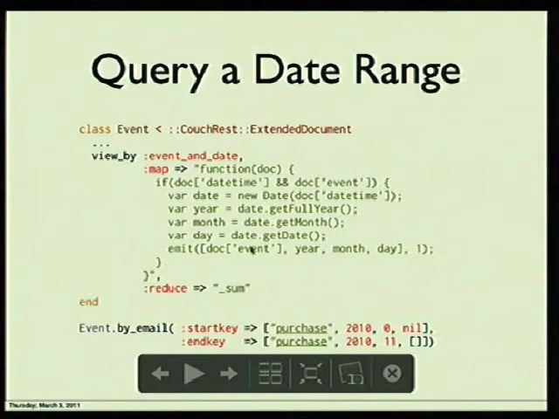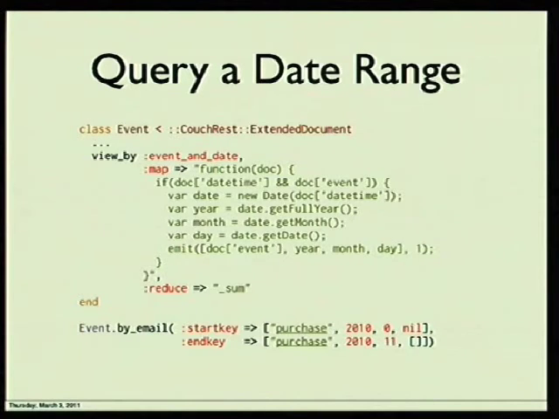We've pulled out the year, the month, and the day. And then the important part is, for our key, we're actually emitting an array where we have the event name, the year, the month, and the day, and that allows us to query ranges. So this query down here says find all the purchases starting in 2010, and then up through the end of 2010. So we'll get a sorted list of all of the purchases that occurred there.